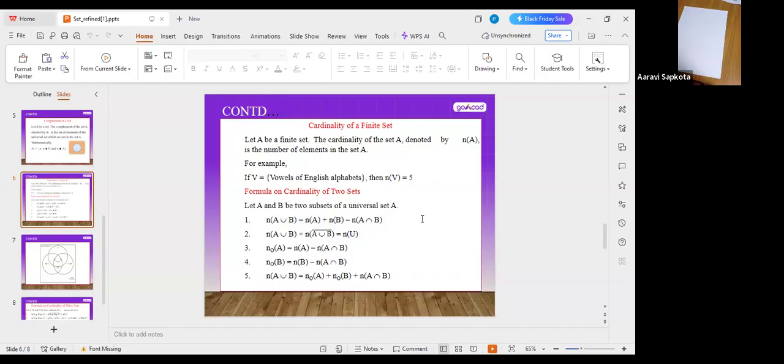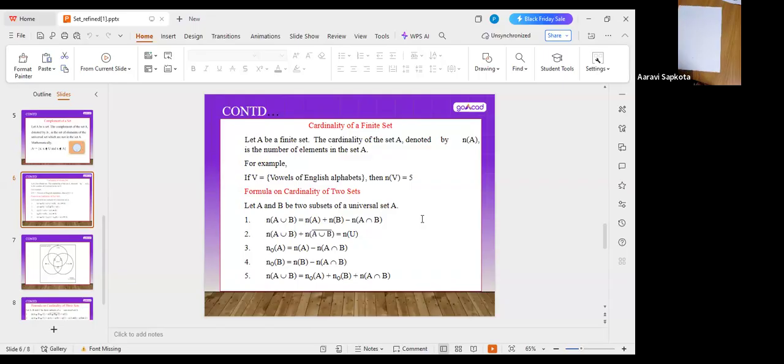That is, only a finite set has a cardinal number. What is that cardinal number? It is the number of elements in the set. The number of elements in a set is known as cardinality of a set. If V stands for the set of vowels, then NV is equal to 5. What is the cardinal number of V? It is 5. Similarly, if the set of consonants is represented by C, what is NC equal to? 26 minus 5, that is 21.